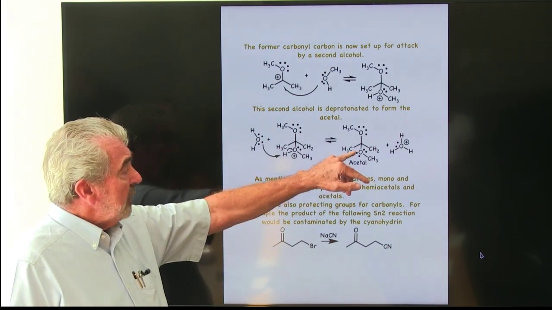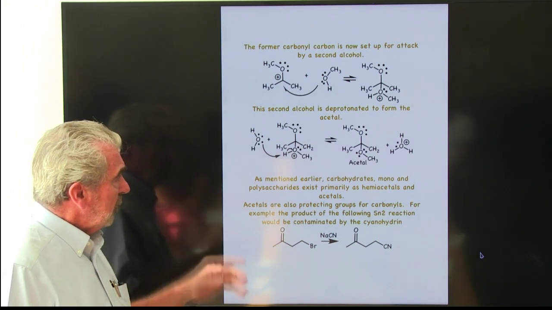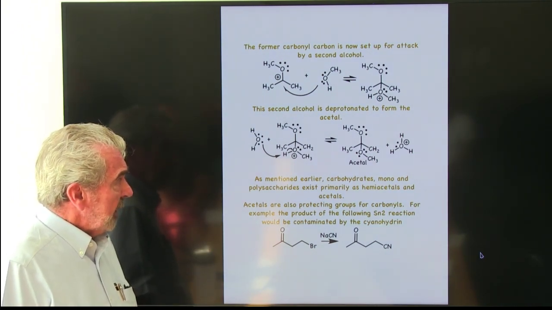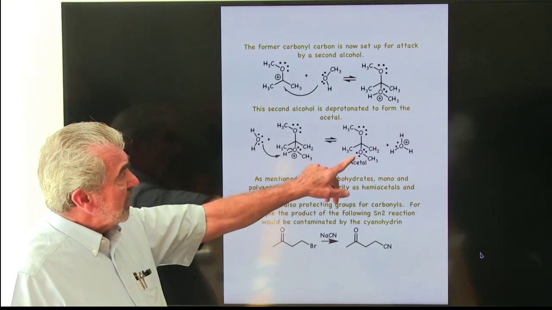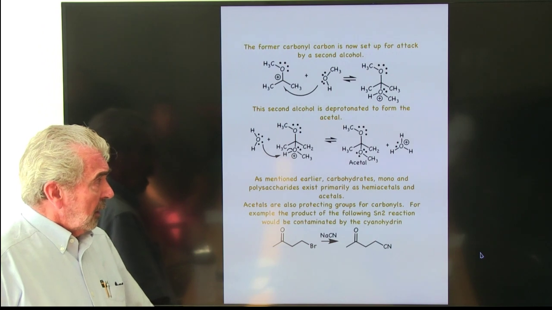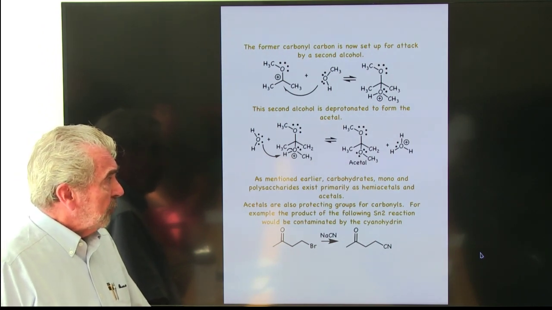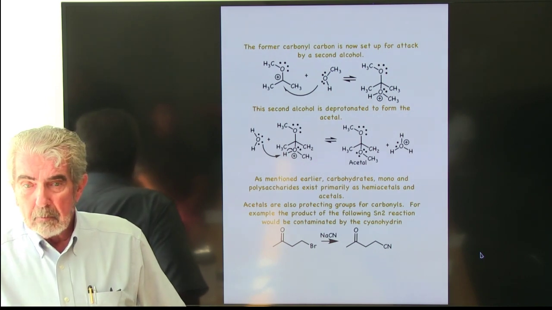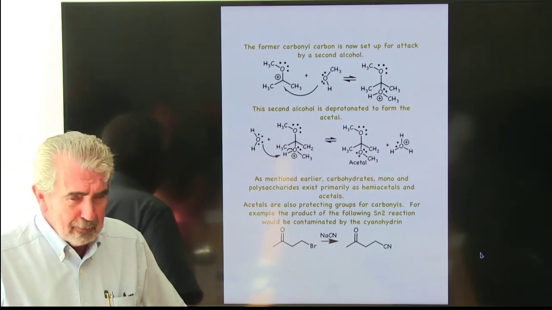Okay? And these are actually quite important. We'll give examples of their importance in the lecture and in a later video. These actually act as very, very effective protecting groups for carbonyls. What's a protecting group? Well, Billy.